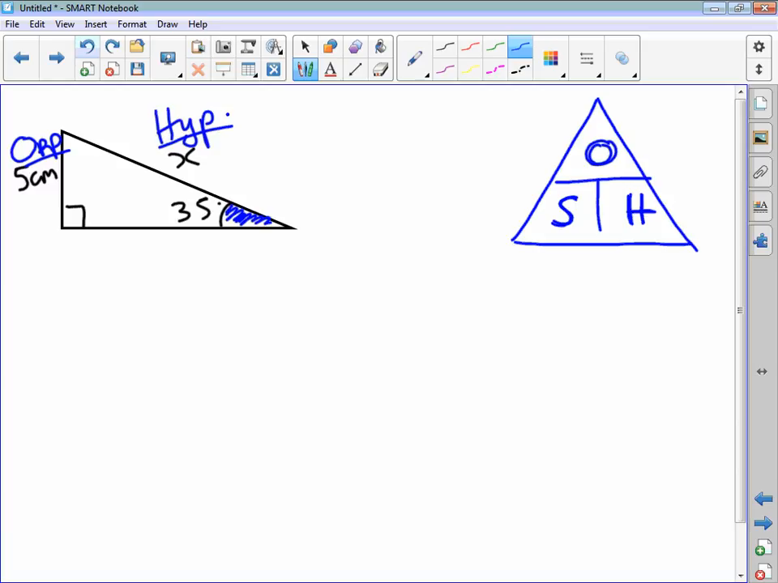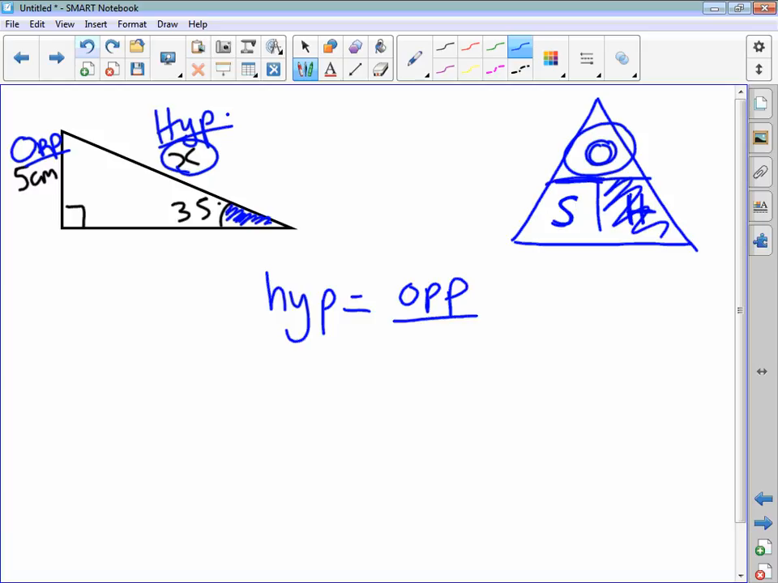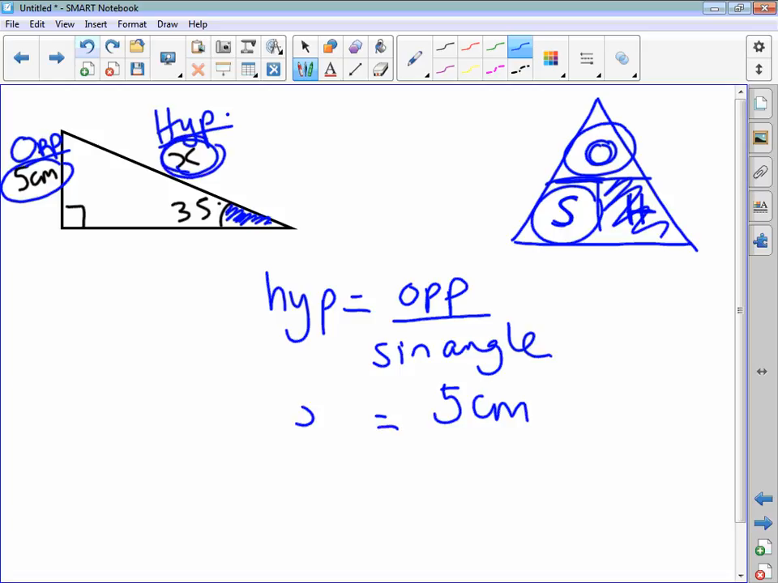This formula triangle is to help people that find it a little bit more difficult to rearrange. The thing we're trying to find is x, which is the hypotenuse. So we cover up the hypotenuse in the formula triangle and we write out that hypotenuse is equal to the opposite side divided by sine of the angle. Now we refer back to our triangle. The opposite side is 5 centimetres, the hypotenuse is x, divided by sine of the angle, which is 35, so sine of 35 degrees.